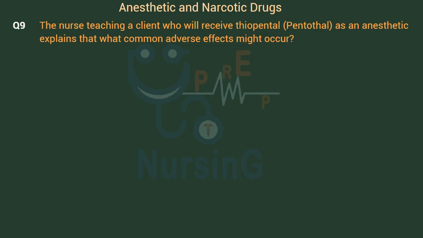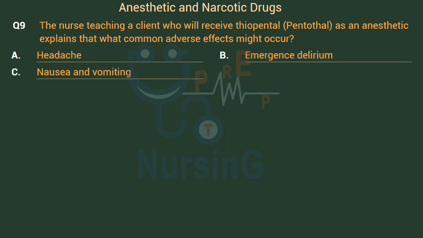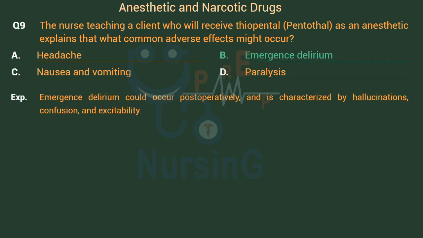The nurse teaching a client who will receive thiopental, Pentothal, as an anesthetic explains that what common adverse effects might occur? Option A, Headache. Option B, Emergence delirium. Option C, Nausea and vomiting. Option D, Paralysis. Right answer is Option B, Emergence delirium. Emergence delirium could occur postoperatively and is characterized by hallucinations, confusion, and excitability.